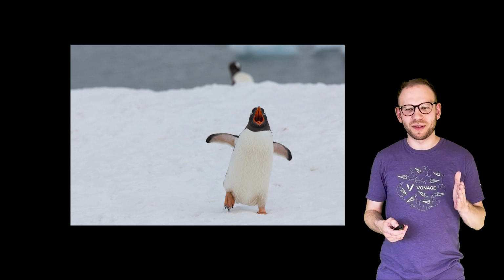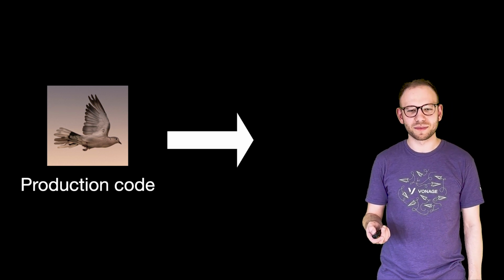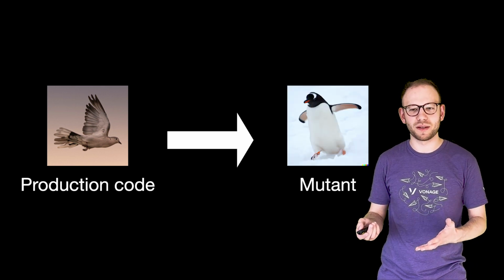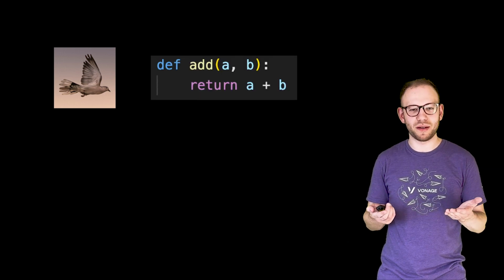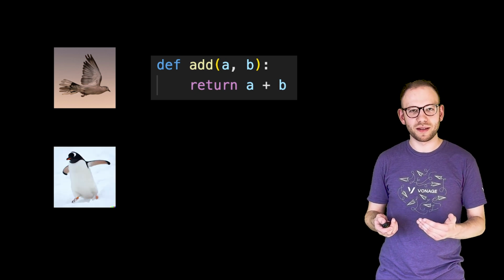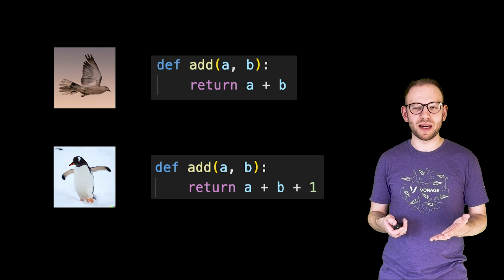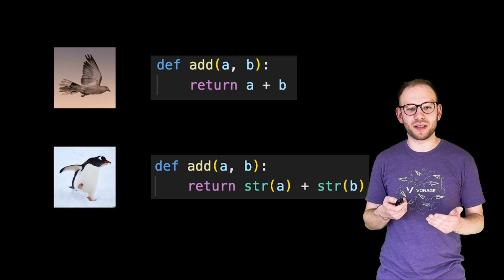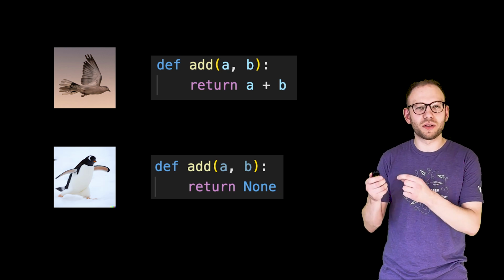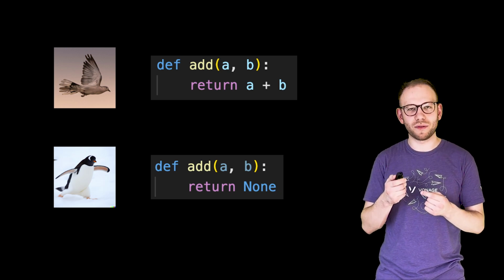So, a real example using pictures of birds, because that's what we do today. First of all, we start with some production code, which works as expected. Then we do some kind of mutation operation and create a mutant version of this code. So we have, for example, this function. This is Python. It just adds two numbers and returns the sum of those two numbers. Now, a mutated version of this might, for example, subtract two numbers, or it might add a constant as well, or it might return the addition of the two strings, things like that. It might return nothing at all, or any other sort of logical operation that can change what that line of code returns.